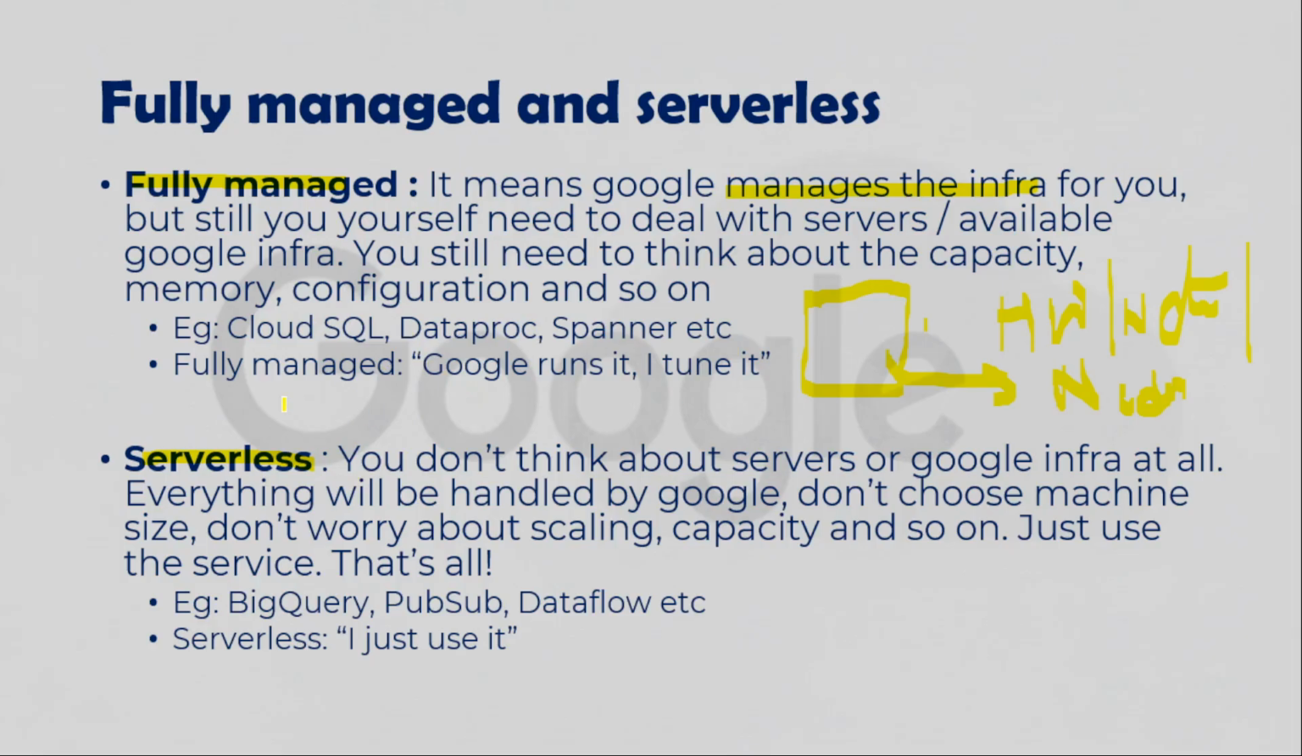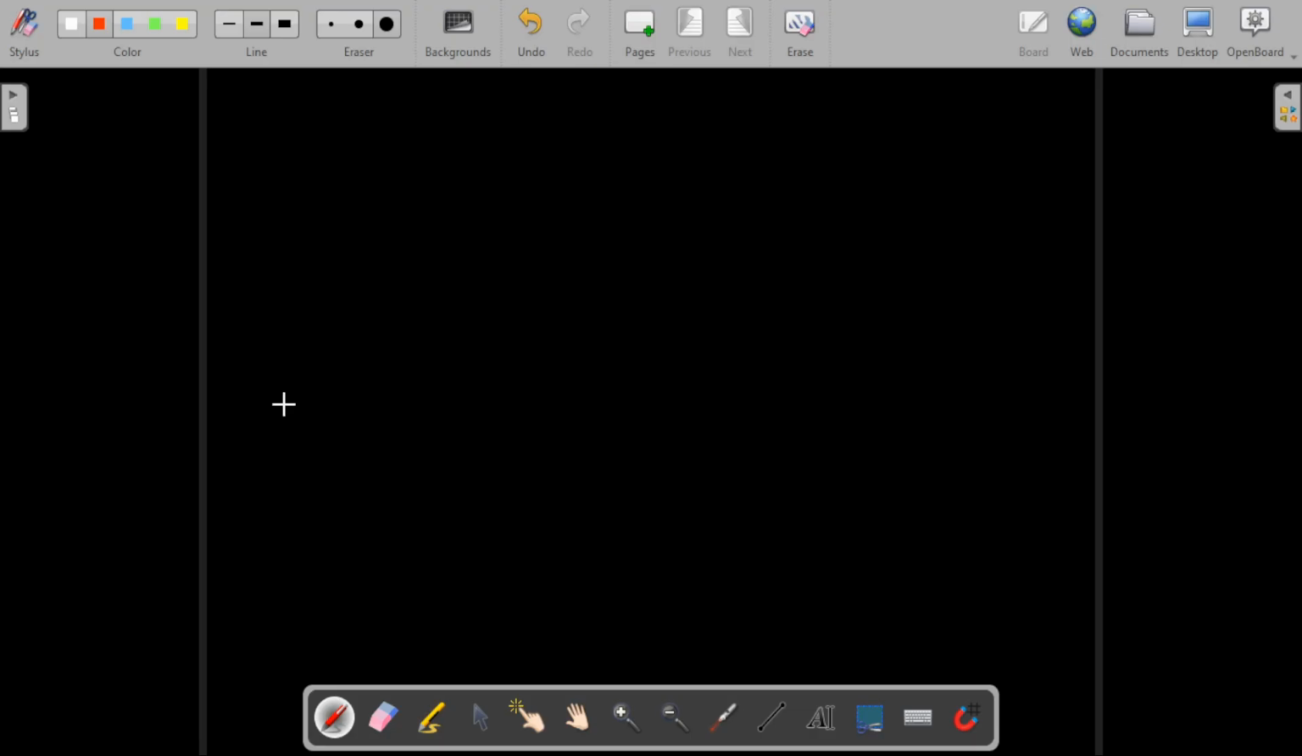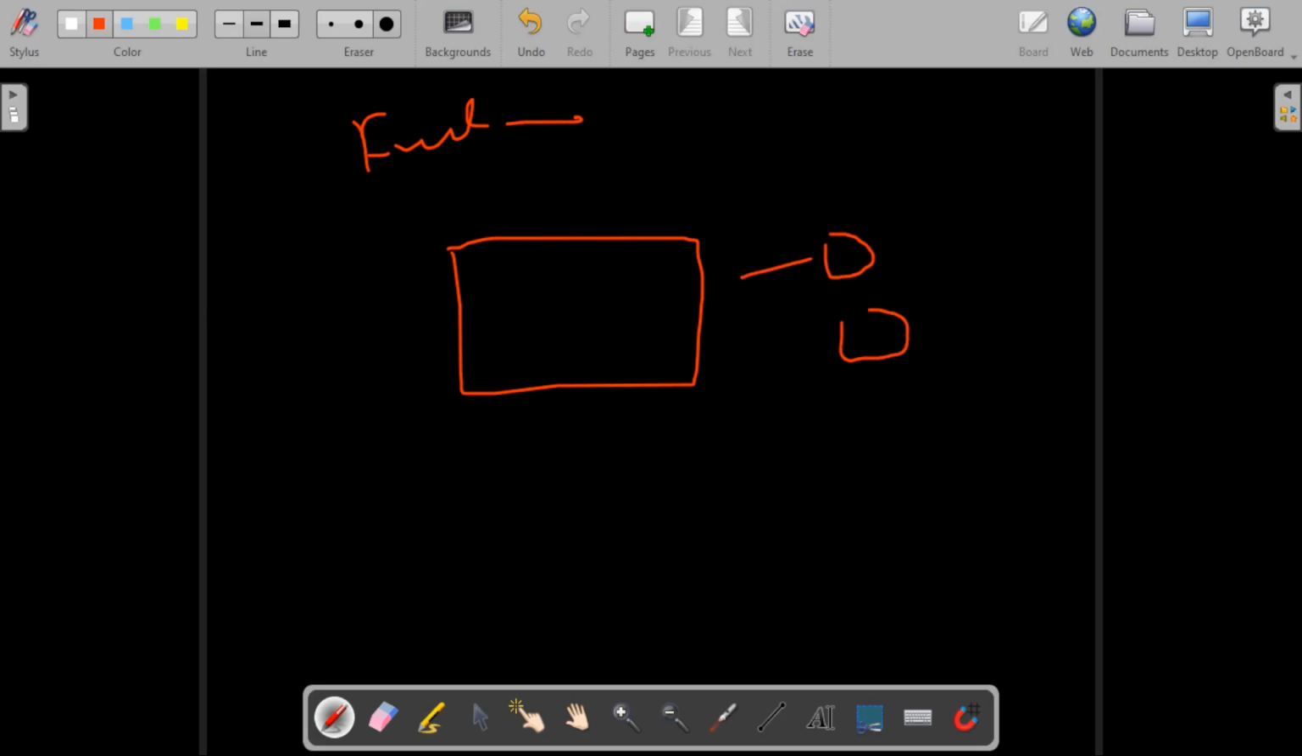So even though Google gives you infrastructure, there are some services which are called fully managed, where you still have to choose what exactly you want out of the available Google infrastructure. Let me go to the blackboard first and we'll see. Suppose we are going with a fully managed type of service. Assume that I am using Dataproc. In Dataproc we have certain nodes. Dataproc is the same as Apache Hadoop, it's just that implementation itself. I have certain nodes, right?